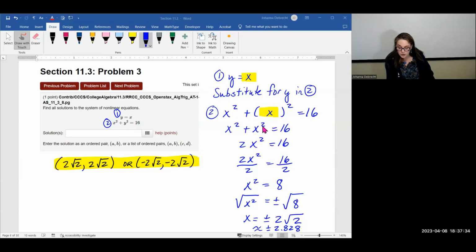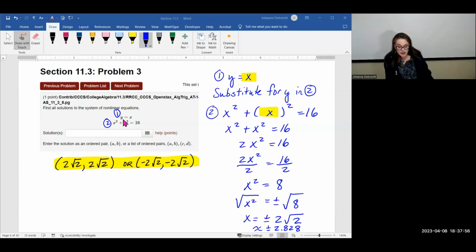This gives me x squared plus x squared is 16, so 2x squared is 16. I divided both sides by 16 to get x squared equals 8. Then I can take the square root of both sides. The side without the variable gets a plus or minus, and the square root of 8 is 2 square roots of 2. 2 square roots of 2 is about 2.828.